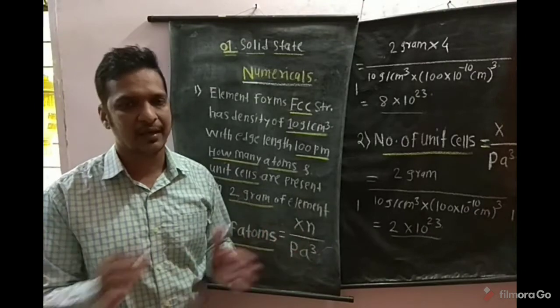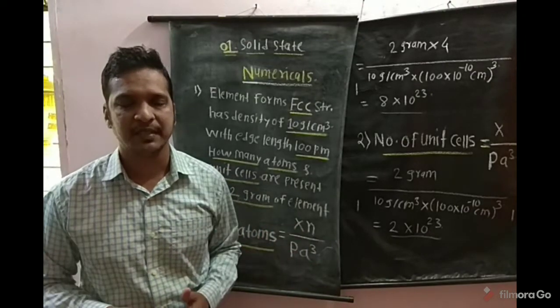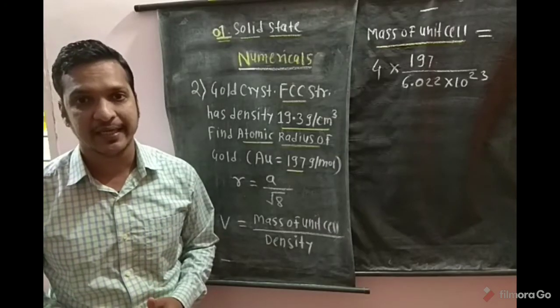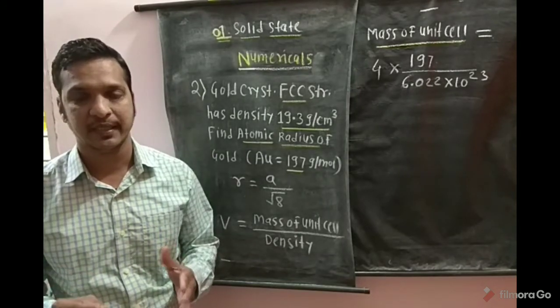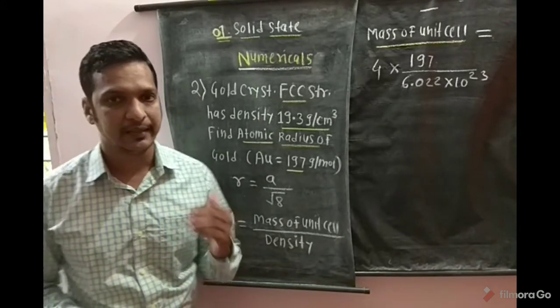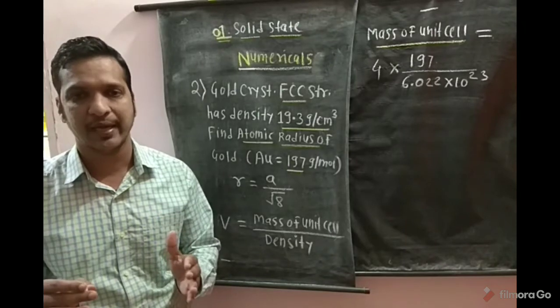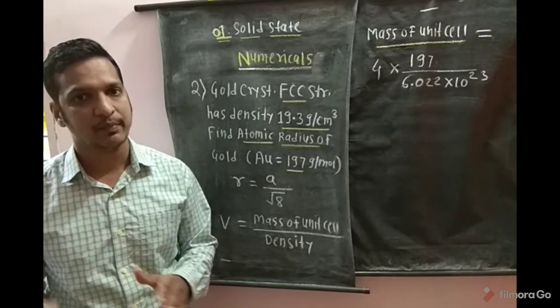So that was the numerical regarding FCC. Now we have the second example regarding the FCC, the second numerical. In this numerical, we are going to calculate the atomic radius of gold.